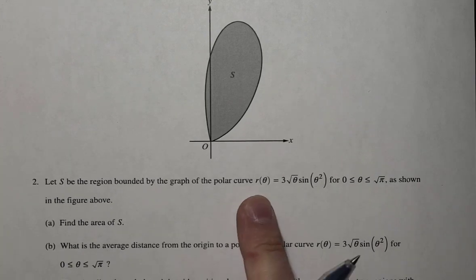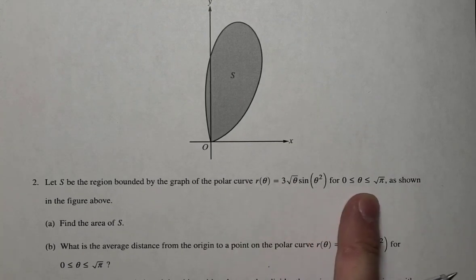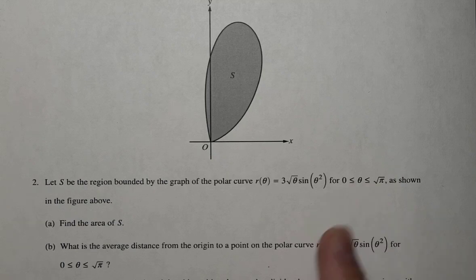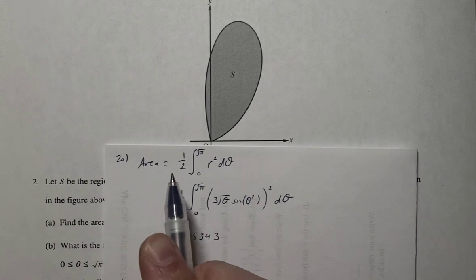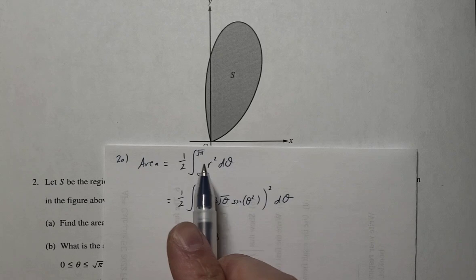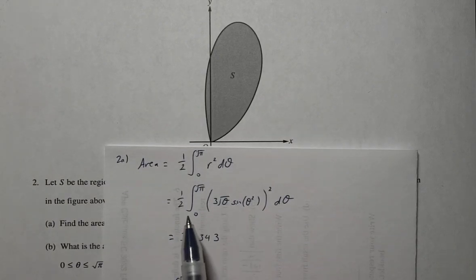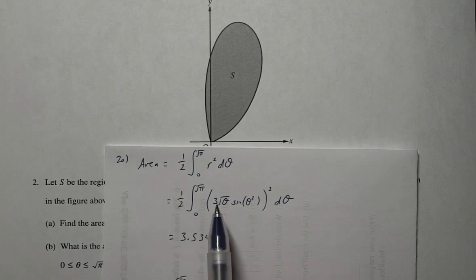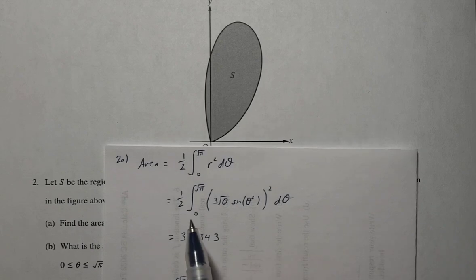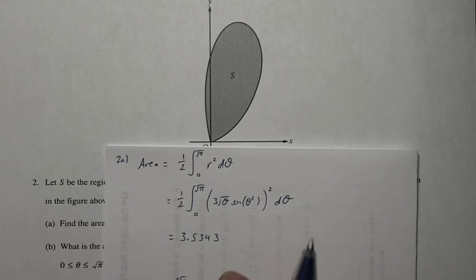Our r is right here. Limits of integration are 0 to square root of pi. So the setup is really easy. It's just half the integral from 0 to square root pi of r squared d theta. You would have to plug this into the calculator, half the integral of this function with respect to x, or whatever variable, from 0 to square root of pi. If you plug this in, you should get 3.5343, something like that. I would keep at the bare minimum 3 decimal places. Here I gave 4.